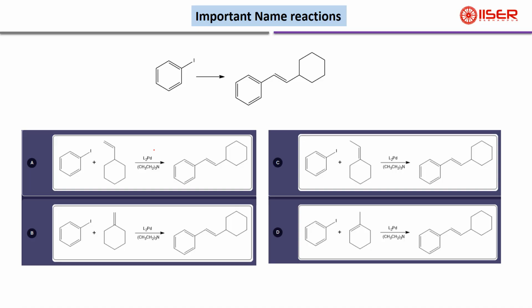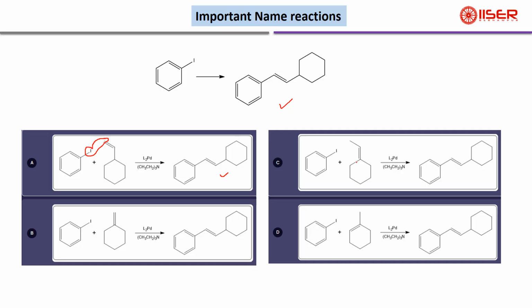What will be the procedure among these four to get this product from simple iodobenzene? See how we use these small reactions to get an idea about the synthesis of any compound. So how will we prepare this? There are four options. In one, along with this iodobenzene, they have given this alkene, and it undergoes a Heck coupling, forming this as the product.